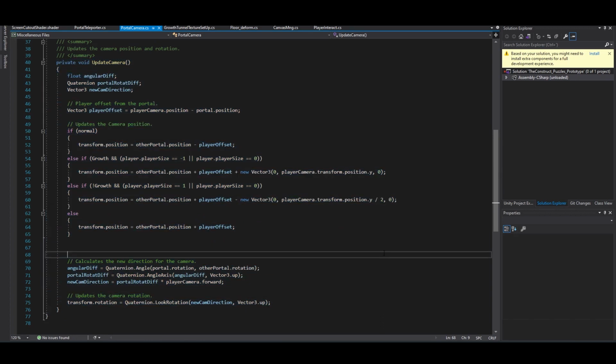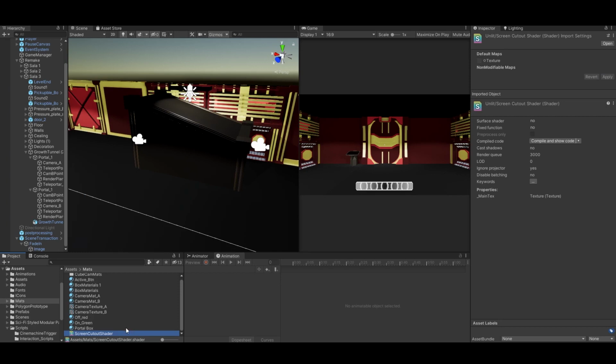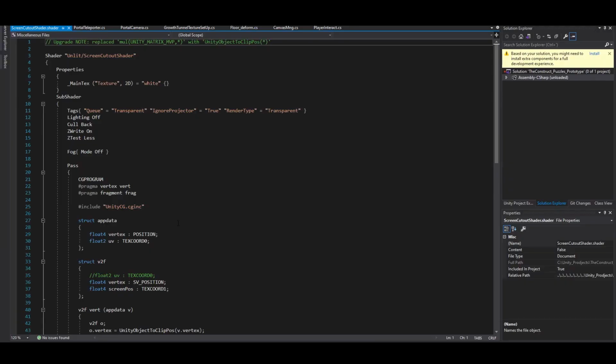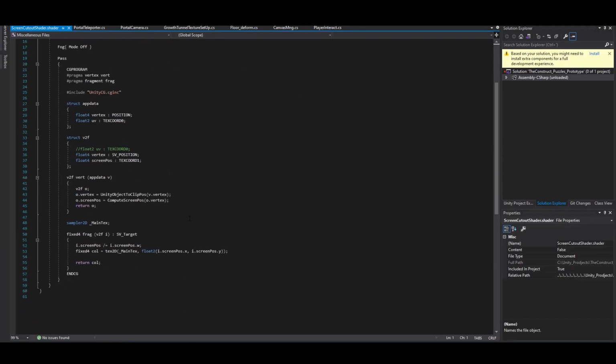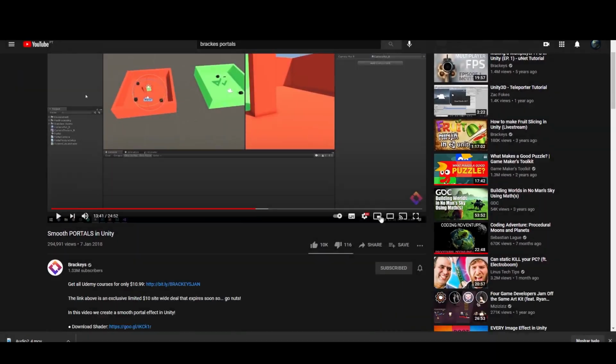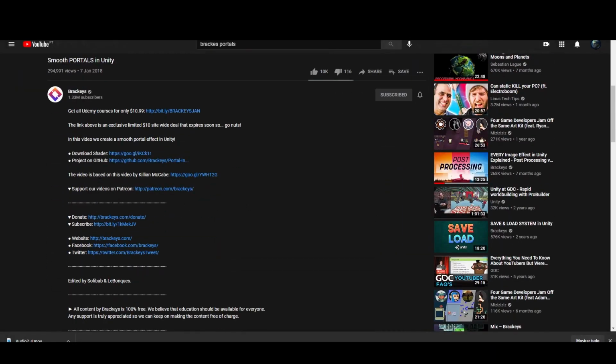I have also another script that handles the teleportation, but I don't think it's necessary to show, and it has some hard-coded stuff in there, so it's not great. Since we still didn't know how to program shaders, we used a shader provided by Brakis in his Portal tutorial video, which works just fine.